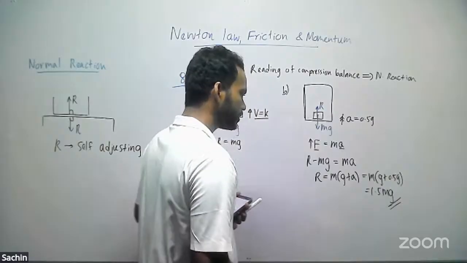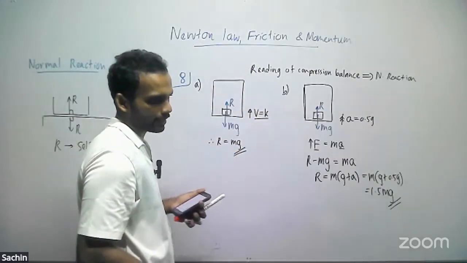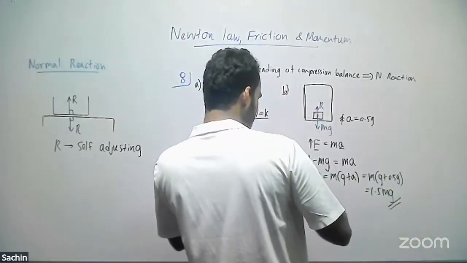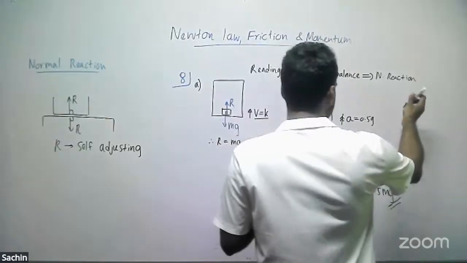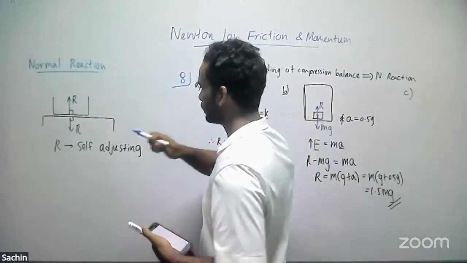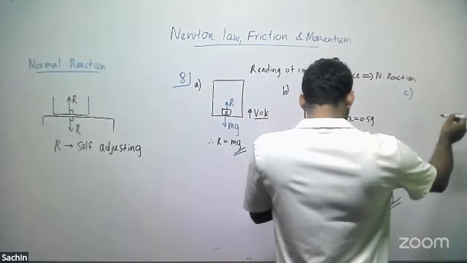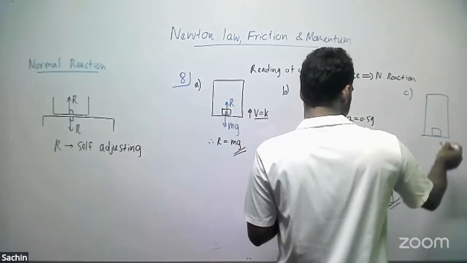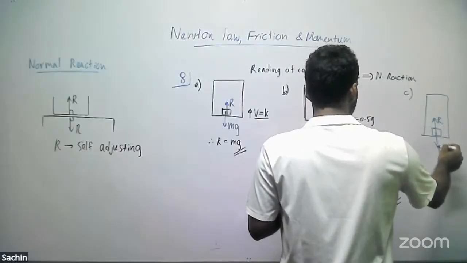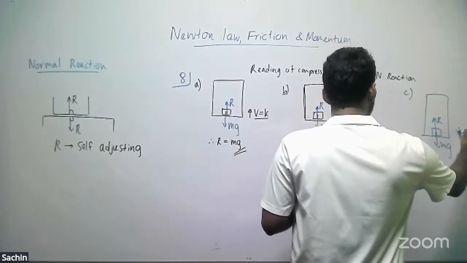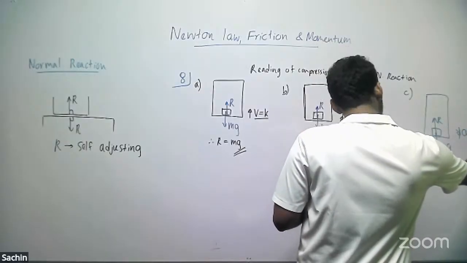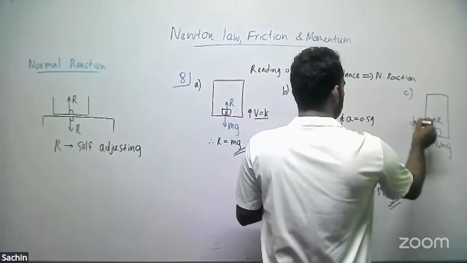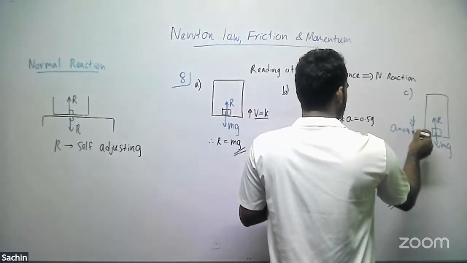So you see, in different cases, the reaction changes its value according to the situation. It can adapt its value to the situation. That's why we call this reaction a self-adjusting force. So the last example, again the same two forces on this object, but now the elevator is accelerating downwards at 0.4 g.